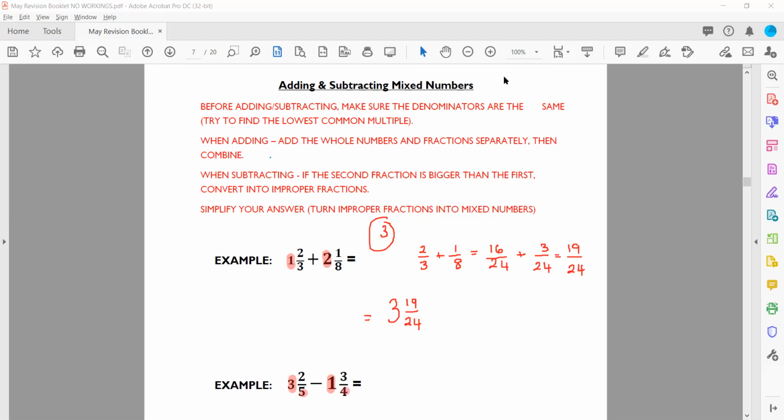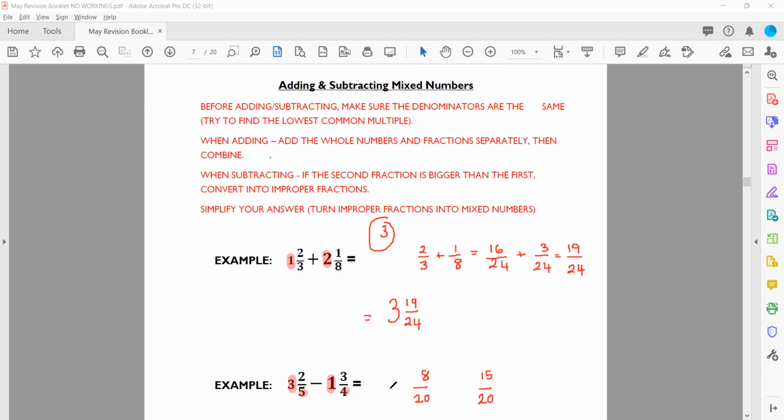Well, 5 times 4 is 20, so I can create 2 fractions over 20, like this. To go from 5 to 20, I times by 4, so 2 times 4 is 8. And to go from 4 to 20, I times by 5. 5 times 3 is 15. Now, my second fraction is larger than my first, so I can't just subtract the whole numbers and subtract the fractions. I'm going to have to get these into improper fractions.